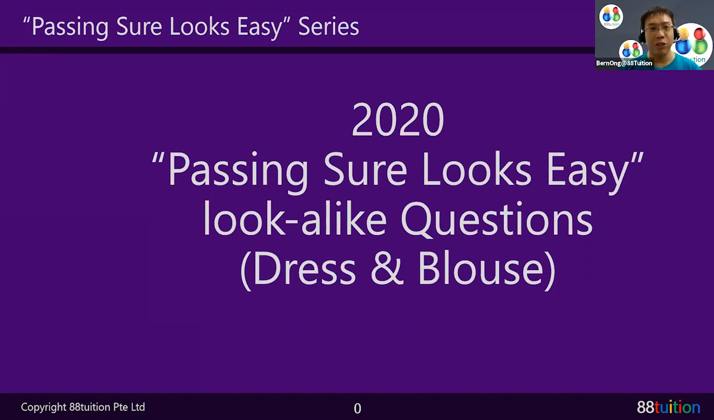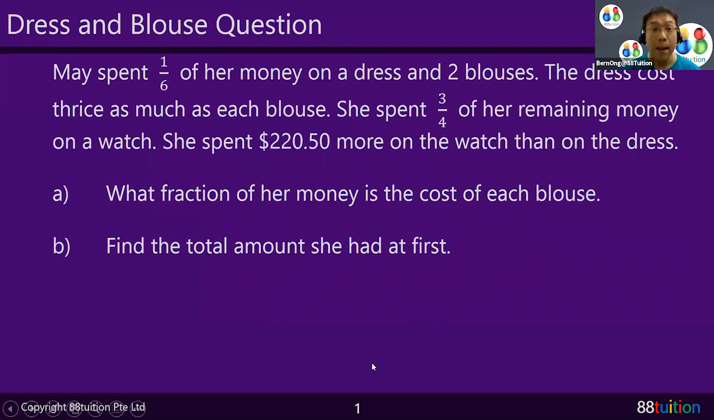Alright, and this question we are going to do is something to do with the dress and the blouse. Alright, let's take a look at the question. Maya spent 1/6 of her money on the dress and 2 blouses. 1/6 means what? 1 out of the 6 parts. Cool? And the dress cost three times as much as each blouse.